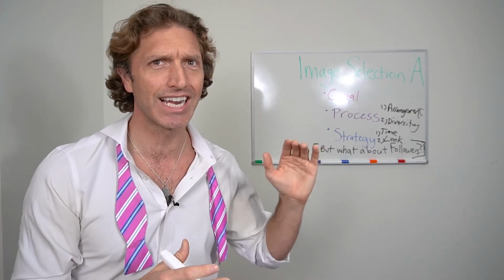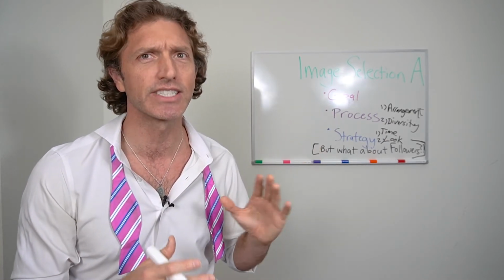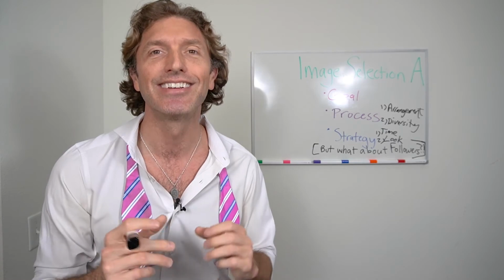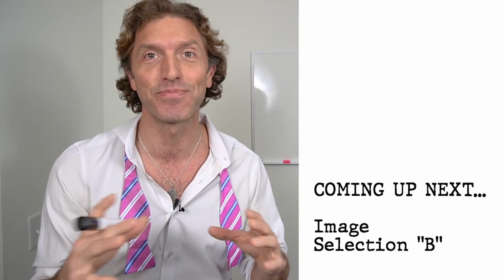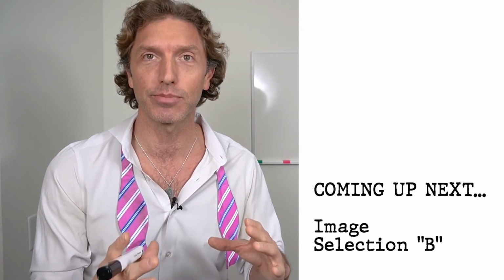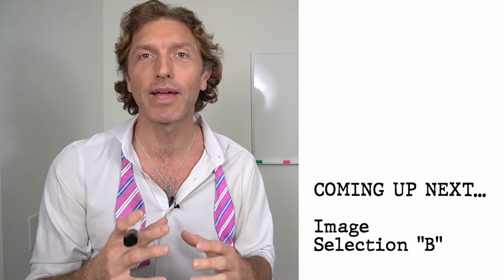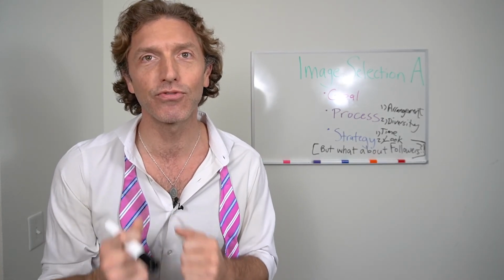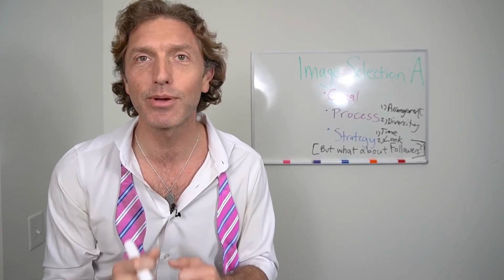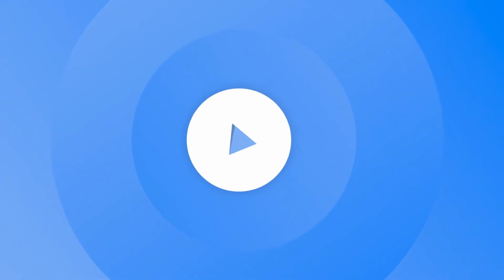Episode 4, image selection B. Today was a little high level. Today was a little 30,000 feet. Okay, I get it. Next time we're going micro, all right? We're gonna talk about the actual photographs, what's in there, what should you look for, how to make them most successful and appealing to your followers. Y'all come back, episode 4, we're gonna be talking a little bit more about image selection.